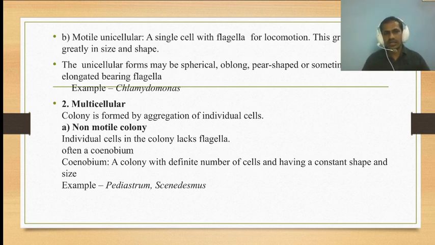Multicellular: a colony is formed by aggregation of individual cells. They are also divided into two categories. One is the non-motile colony, where individual cells in the colony lack flagella. Often they form a coenobium. A coenobium is a colony with a definite number of cells having constant shape and size. This is present in Pediastrum algae.